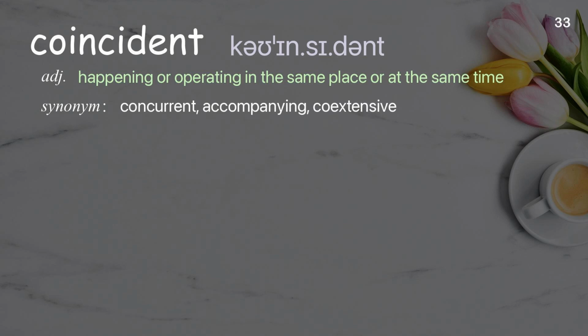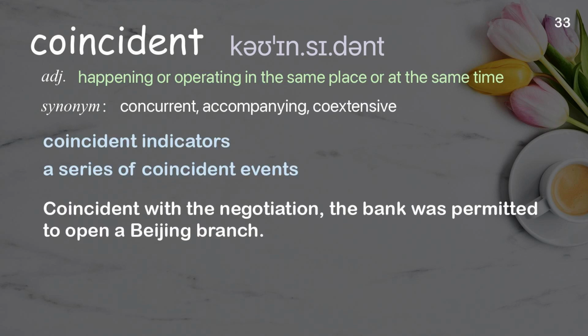Coincident. Happening or operating in the same place or at the same time. Examples: Coincident indicators. A series of coincident events. Coincident with the negotiation, the bank was permitted to open a Beijing branch.